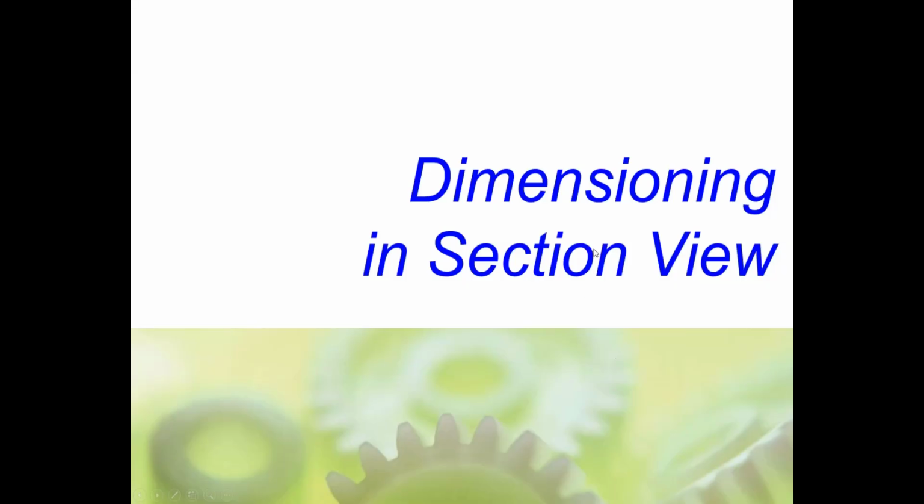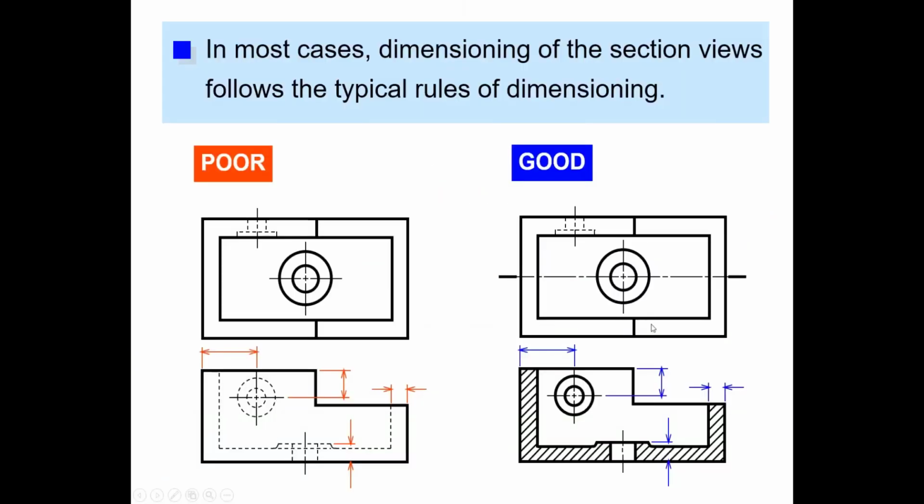Okay, dimensioning in section view. If you look at the slide, we have a comparison between poor and good, because the idea of sectioning is also to facilitate dimensioning. On the left, in a typical orthographic drawing, we have a lot of hidden lines on both the top view and especially the front view.